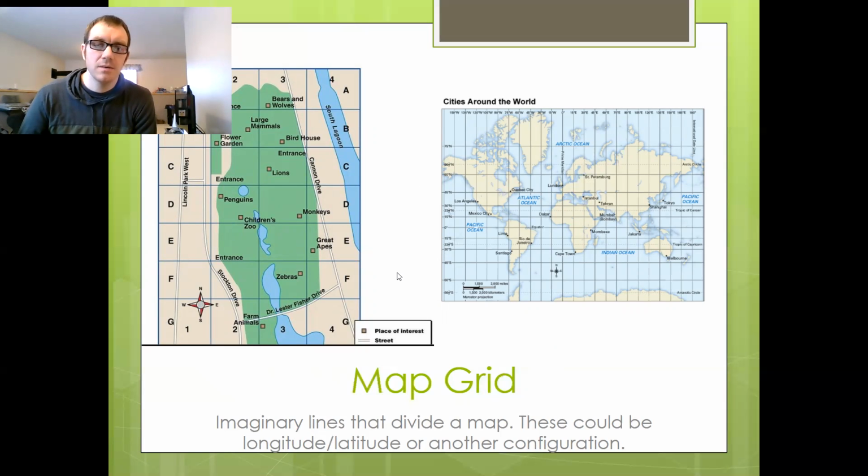Sometimes you'll see a different type of map grid like this. It'll have numbers and letters. Sometimes you have that on road maps, for example.